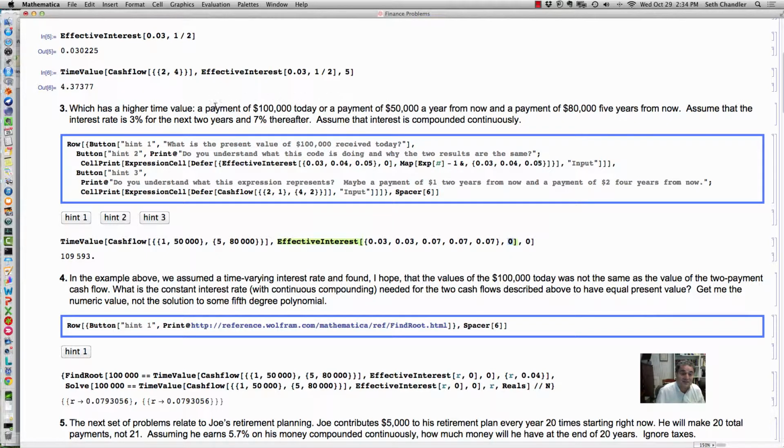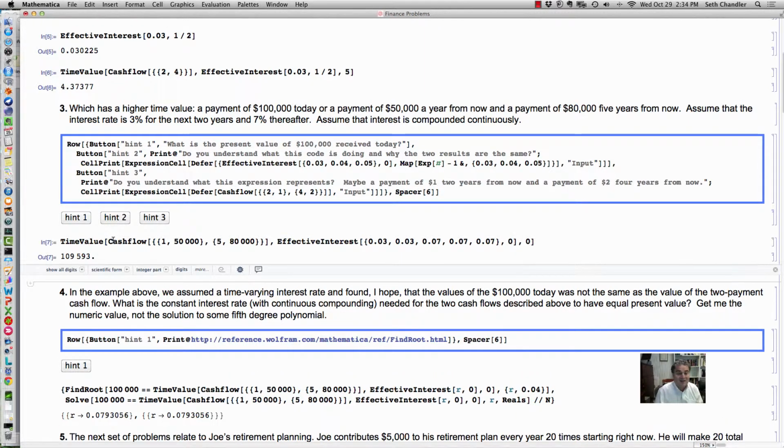We're going to compare today's to today's, so we'll put a 0 as our final argument. And we get $109,000 and some dollars. And so we would rather get, if this is all true, $50,000 a year from now and $80,000 5 years from now, assuming they're actually going to pay.